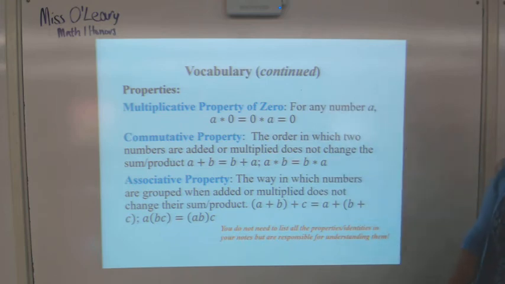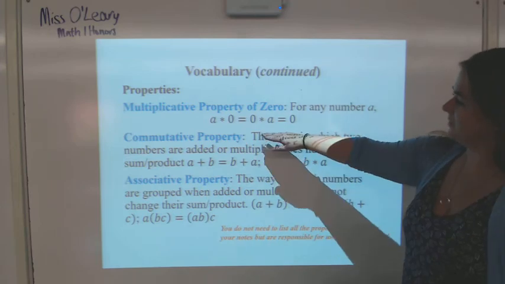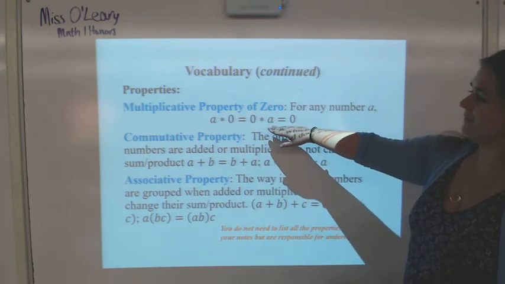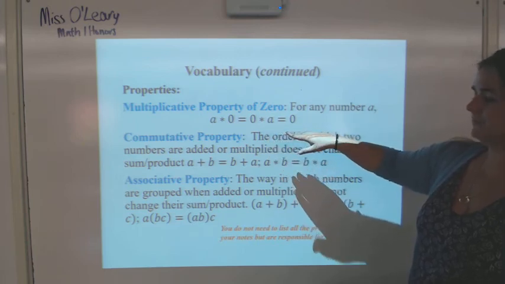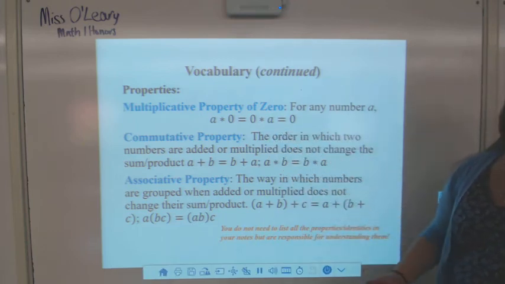So the first property is the multiplicative property of 0. And this is something you learned way back in elementary school, that for any number a times 0 is 0. 0 times a is 0. Anything times 0 is 0.